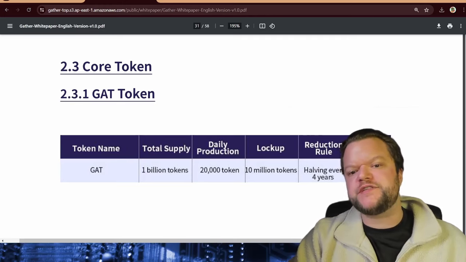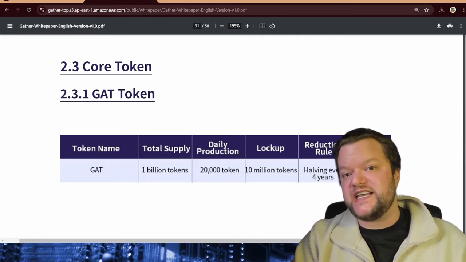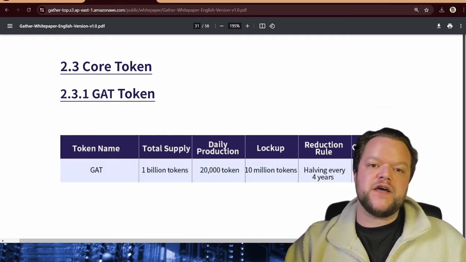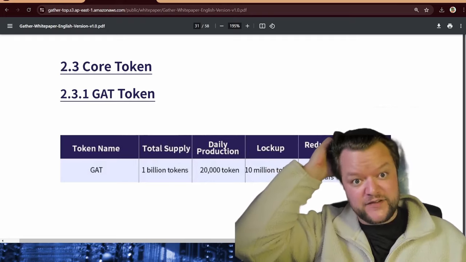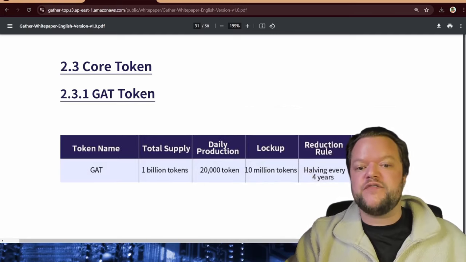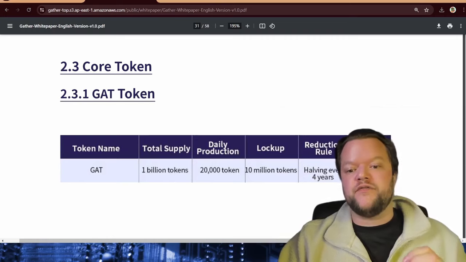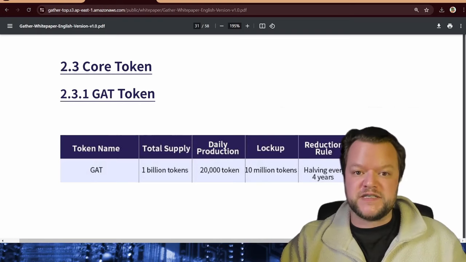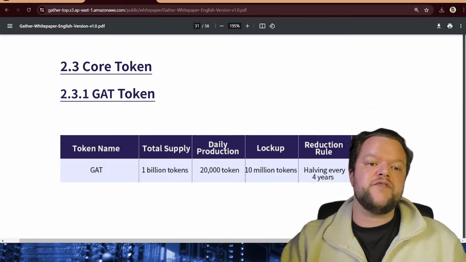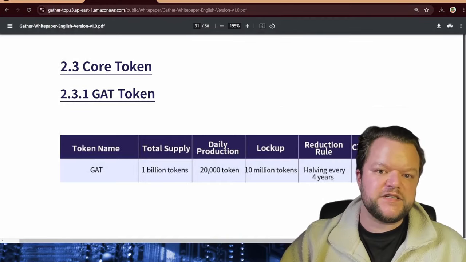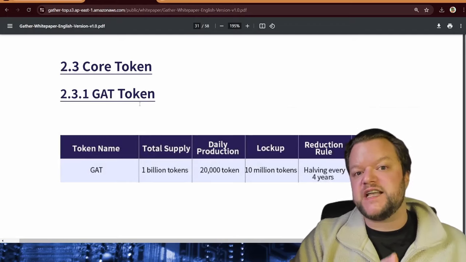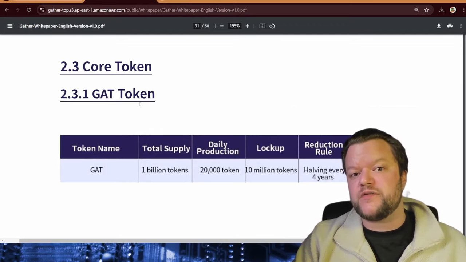But what fuels this groundbreaking ecosystem? Introducing GAT Coin, the native cryptocurrency of the Gather network. Gat Coin serves as the lifeblood of the network, powering transactions and incentivizing participation through its innovative mining mechanism. Gat Tokenomics. So, available Gat tokens is total supply 1 billion tokens.